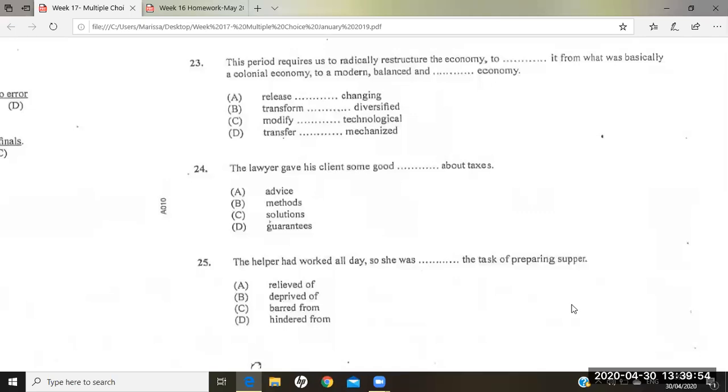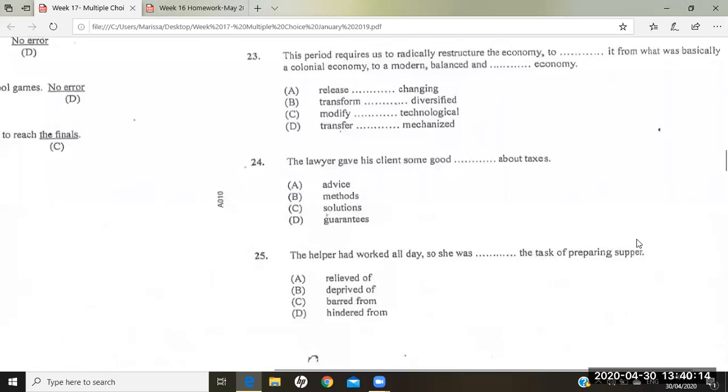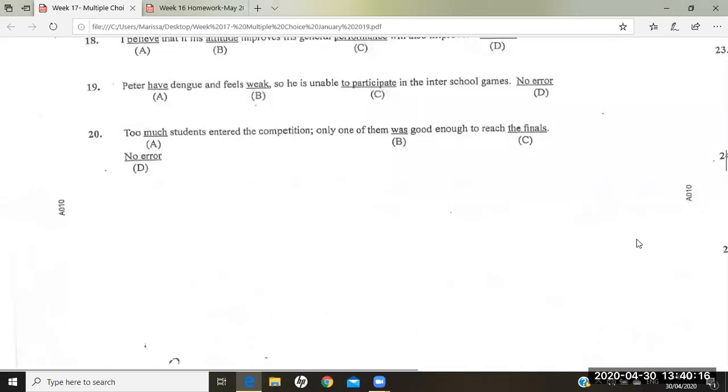Very good, it is A, relieved of. So the answers for 21 to 25: 21 is C, 22 A, 23 B, 24 A, and 25 A. So you just completed the first 25 questions of the paper. Let's move on to the other section.